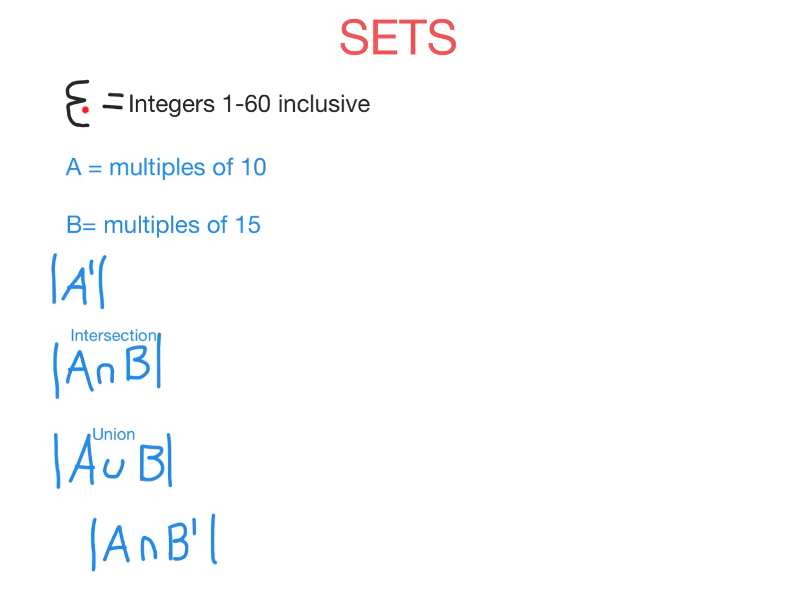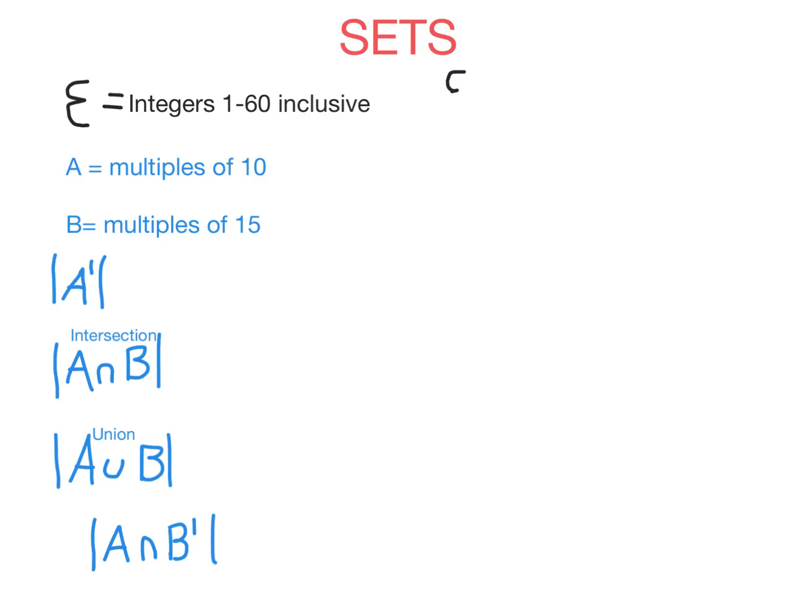So we're going to start with this notation. This is the Greek letter epsilon. It refers to the universal set. So here in this question, the universal set is the integers 1 to 60 inclusive. So that means basically in this question, I'm only considering the integers, i.e. whole numbers, between and including 1 and 60.